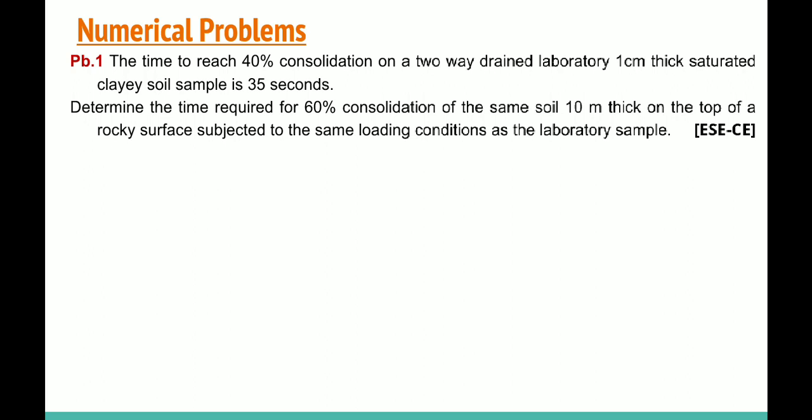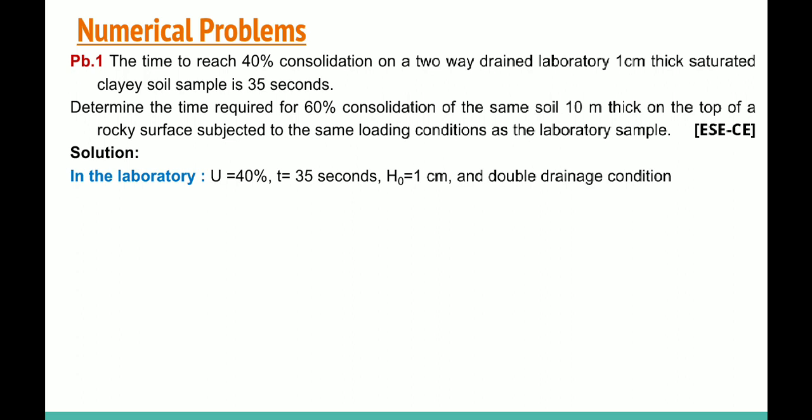So in this question, it is common that whatever soil is available in the field, the same soil sample we are taking in the laboratory, right? So for 40% degree of consolidation, time taken is 35 seconds. So we have to calculate the time required for 60% degree of consolidation in the field. So let's discuss. In the laboratory, there is a two-way drainage system.